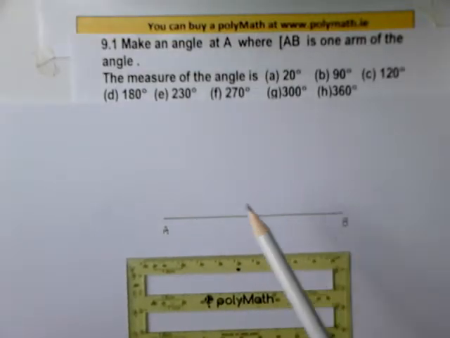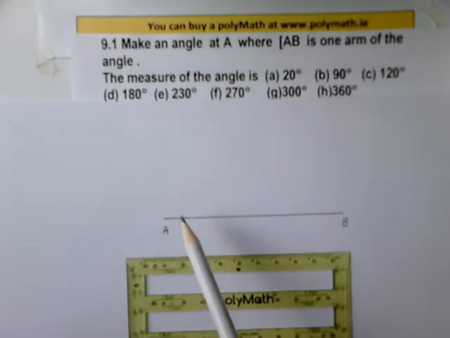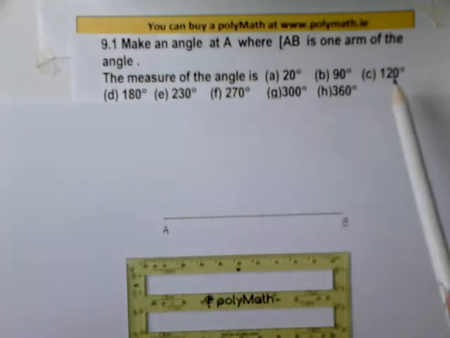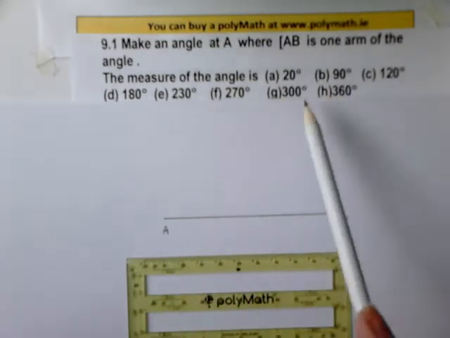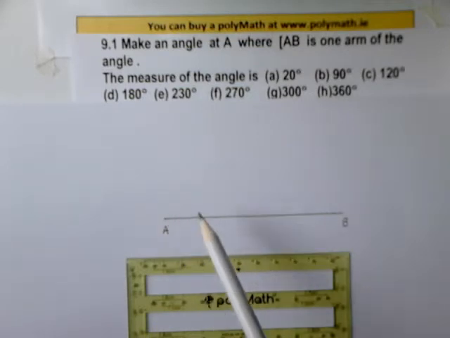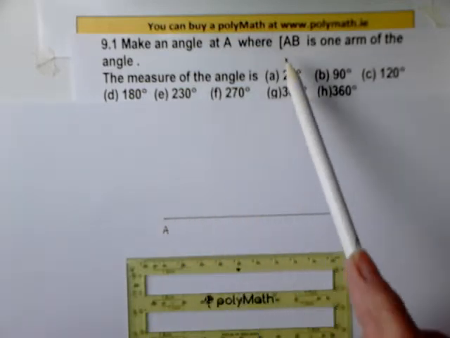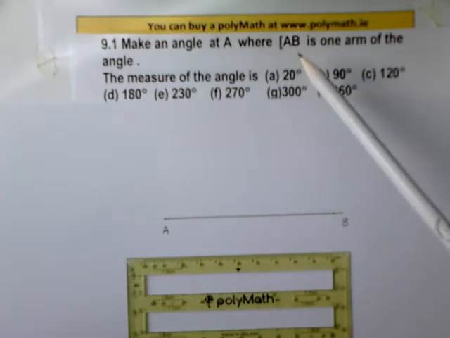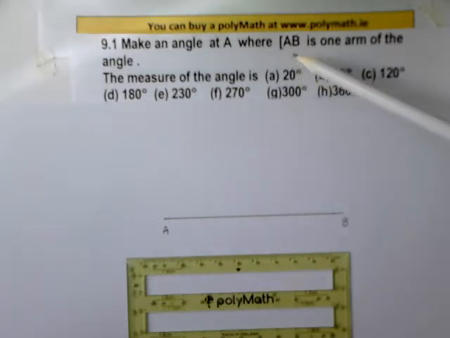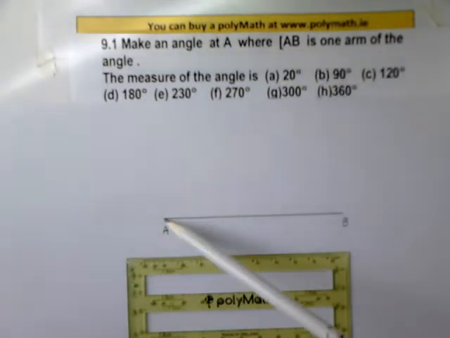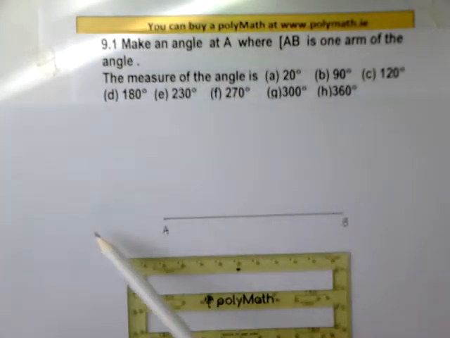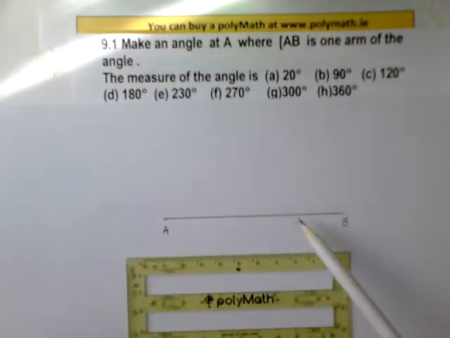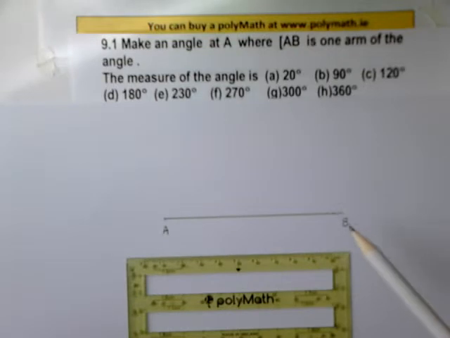I'm going to make an angle of certain measurements. I'm going to make a variety of angles at A. AB is one arm of the angle. The box bracket there means that that's the beginning of this ray. There's nothing over here, and it goes on forever. And B is just a point, any point at all, on this ray.